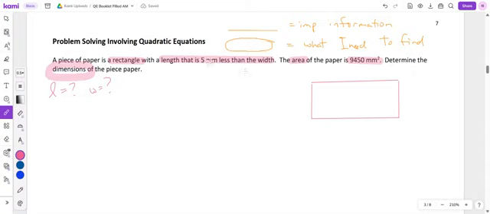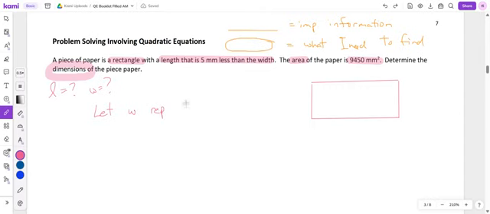The length is 5 millimeters less than the width. Which variable do you want to use? We could do L, but we actually just need one variable. So we could do L and W, but we just need one. The width, we do W, and L equals W minus 5. Good.